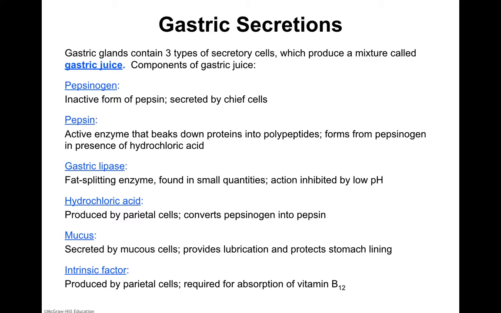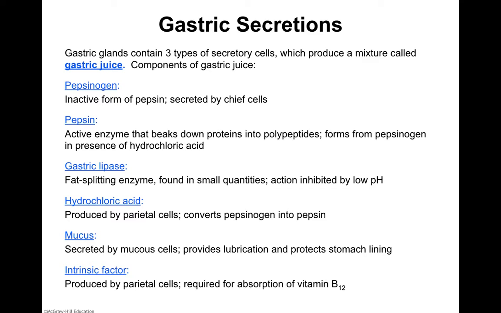The gastric glands contain three types of secretory cells that produce a mixture we call gastric juice. It contains pepsinogen, a pre-enzyme secreted by chief cells, but in the acidic environment of the stomach, a piece will break off and it will be converted to pepsin. Pepsin is the active enzyme that begins to break proteins into polypeptides. It's formed when pepsinogen is broken down in the presence of hydrochloric acid, and pepsin can also convert pepsinogen to active pepsin.